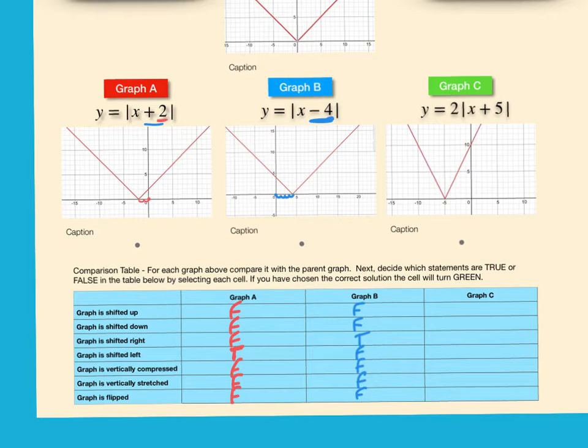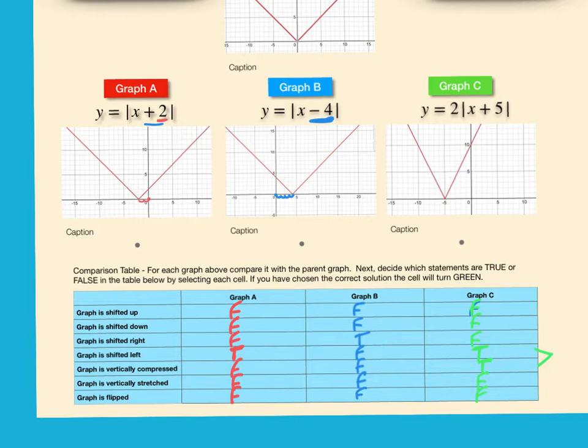Did this one shift up? No. Did it shift down? No. Right? No. Left? Yes, it did. Did it compress? Yeah, it did. It compressed. It did not stretch. It did not flip upside down. But it did do two things. It shifted left and it compressed. Okay, so what do we think is causing that?